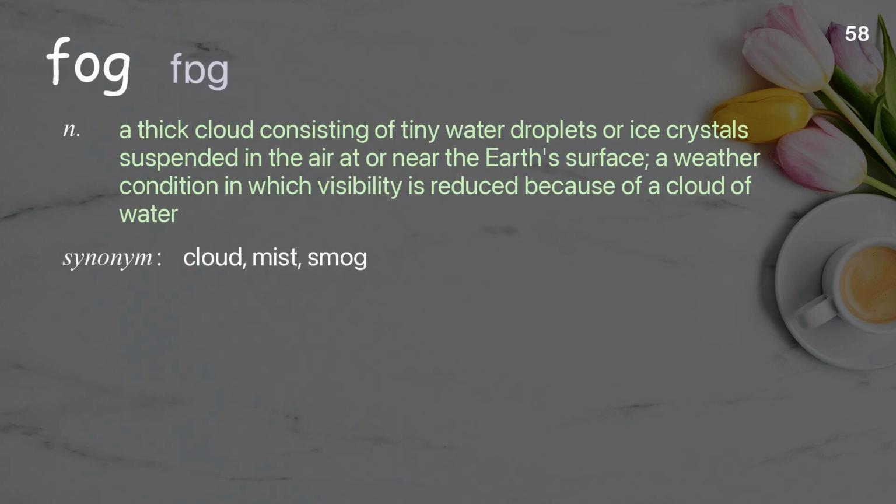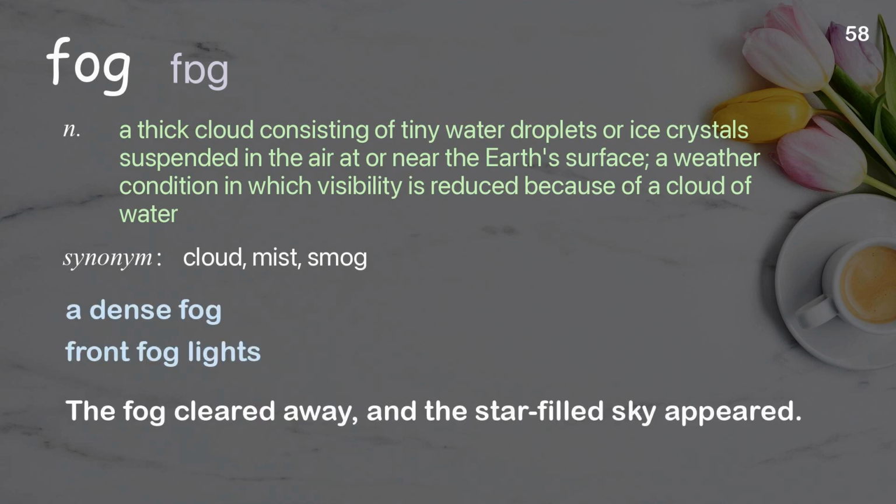Fog. A thick cloud consisting of tiny water droplets or ice crystals suspended in the air at or near the Earth's surface, a weather condition in which visibility is reduced because of a cloud of water. Examples: a dense fog, front fog lights. The fog cleared away, and the star-filled sky appeared.